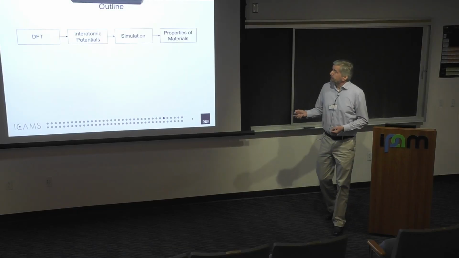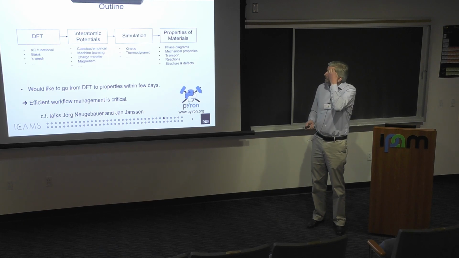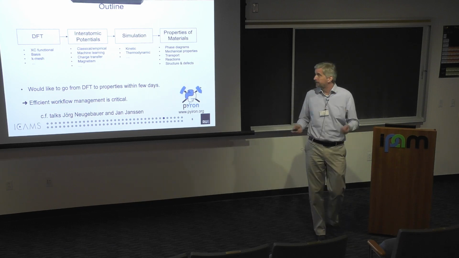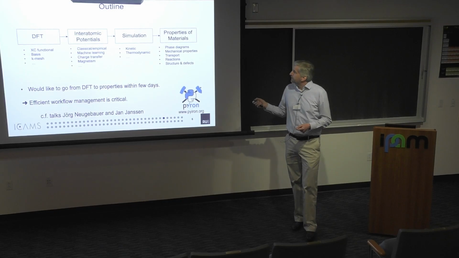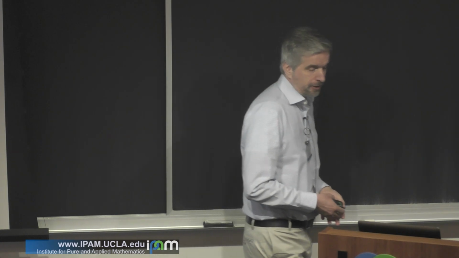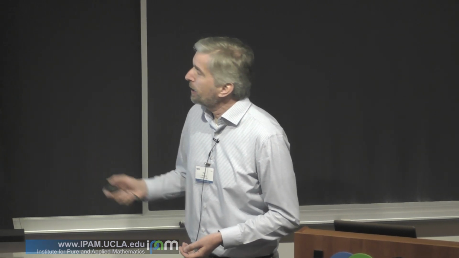Now, this is kind of a workflow already, and at each of these steps, multiple decisions need to be taken. You have to decide which exchange-correlation functional, which basis you use, so LCAO or plane-wave basis, and the k-mesh density. For the potential, it's the same: which type of potential, a classical potential or machine learning potential, and is charge transfer relevant or not? What kind of simulation: is it a thermodynamic simulation for a phase diagram, or are you after some transport? And so this all needs to be managed, and it's something, of course, that you would like to do relatively quickly, ideally.